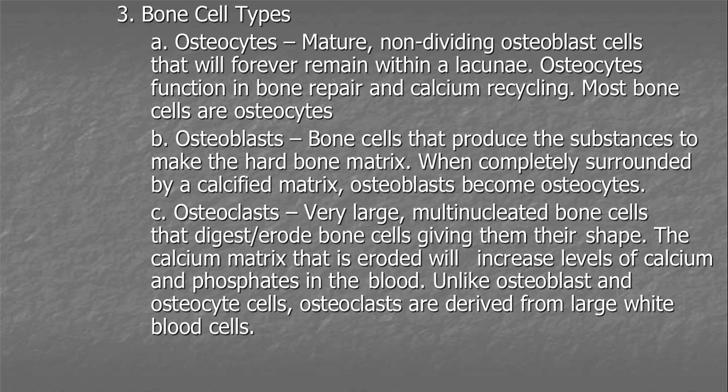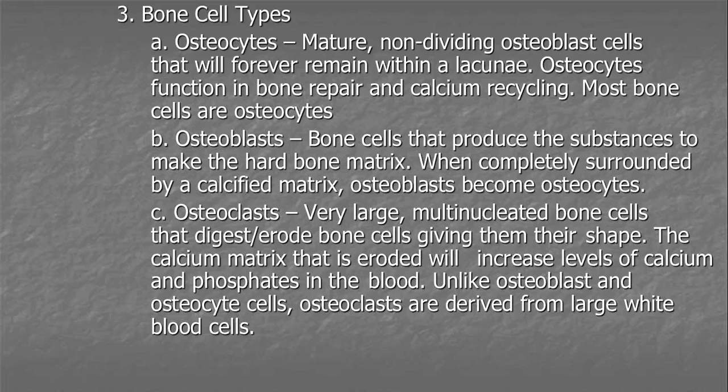Now we're going to talk a little bit about the cells, and we're going to get right into how your bones actually grow, starting just shortly after fertilization. So if we were to get into the bone cell types, things you're going to come across, particularly when we start talking about bone growth and development, there's going to be three kinds.